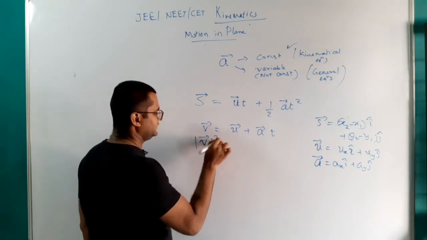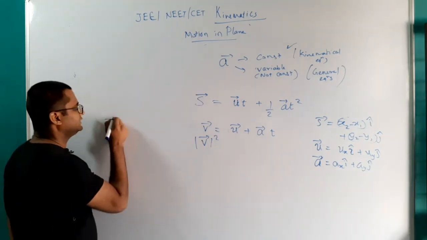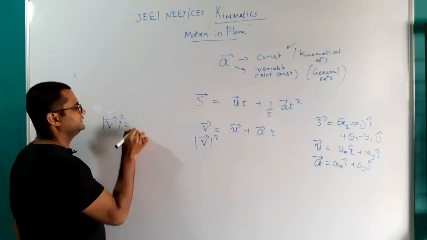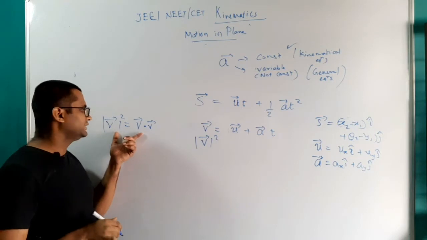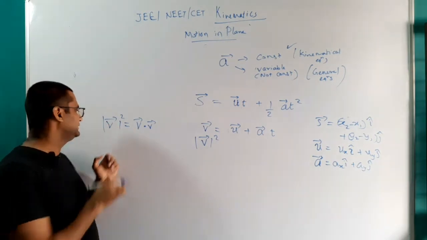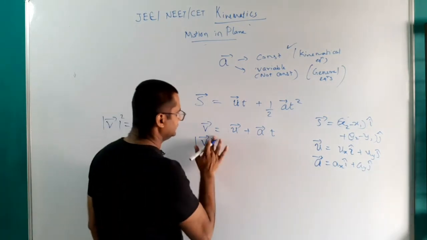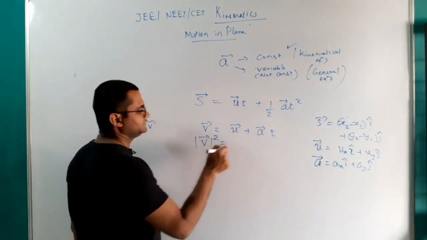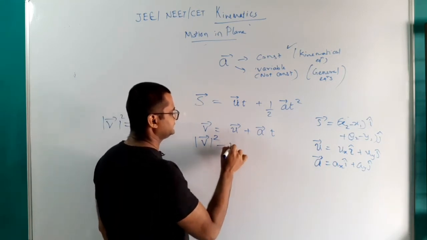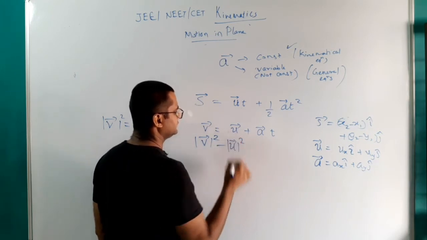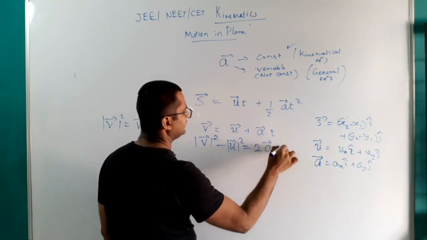Since it is a vector, we have to take mod square. What is v bar mod square? It is basically v bar dot v bar, the dot product of v with itself. Remember that mod square, or basically square of any vector, is the dot product of the vector with itself. We have studied this in properties of dot product. So v mod square minus u mod square equal to 2 a bar dot s bar.